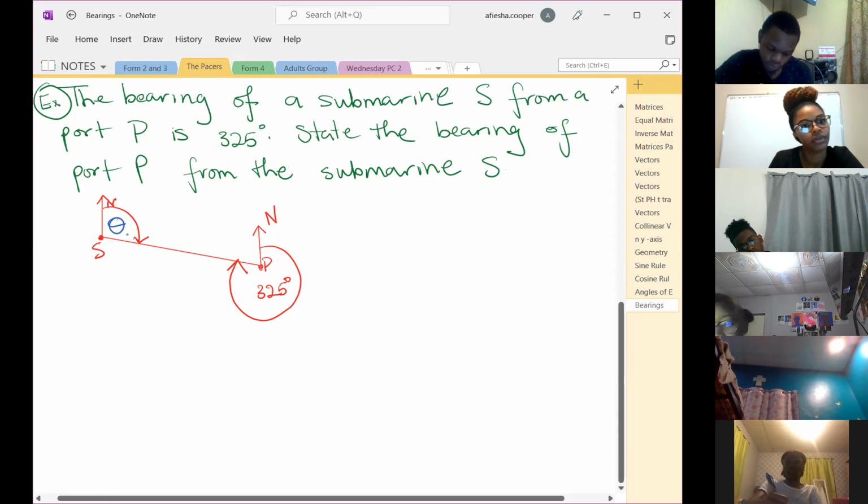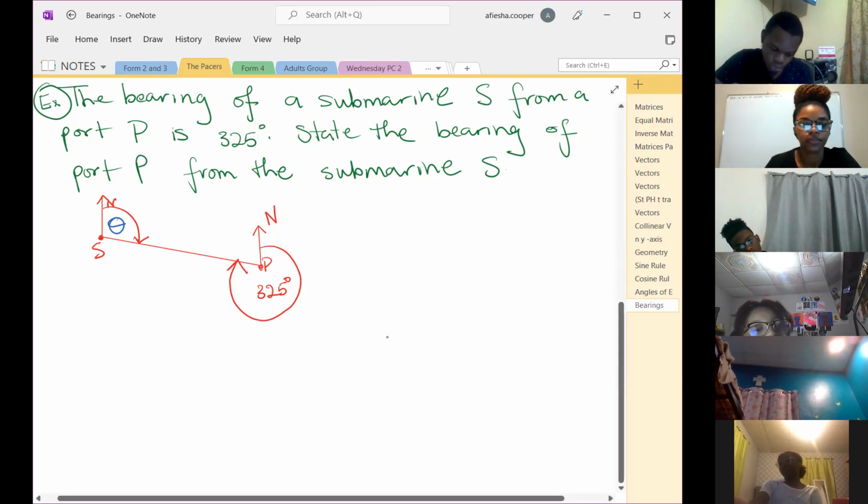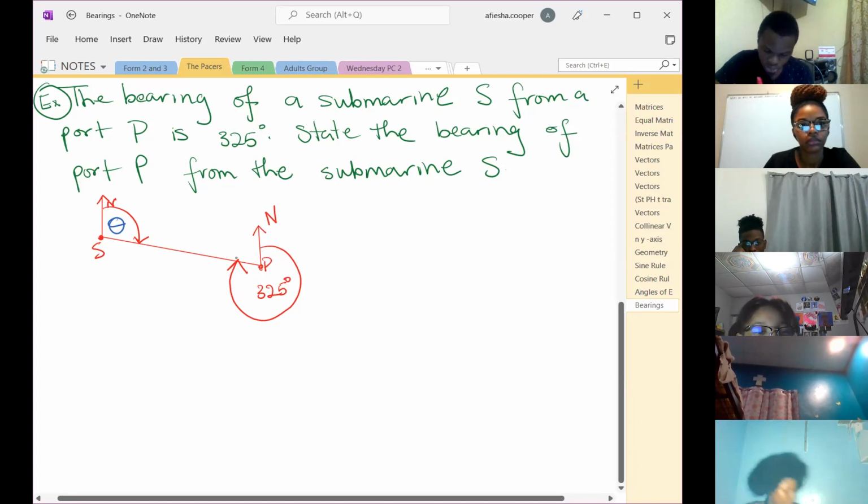Theta. So in order for us to find that, what do we need to find? We need to find theta 2. Theta 2, which is where? The co-interior angle next to it, inside of here, that completes my circle, theta 2. So how do we work out the value of theta 2?